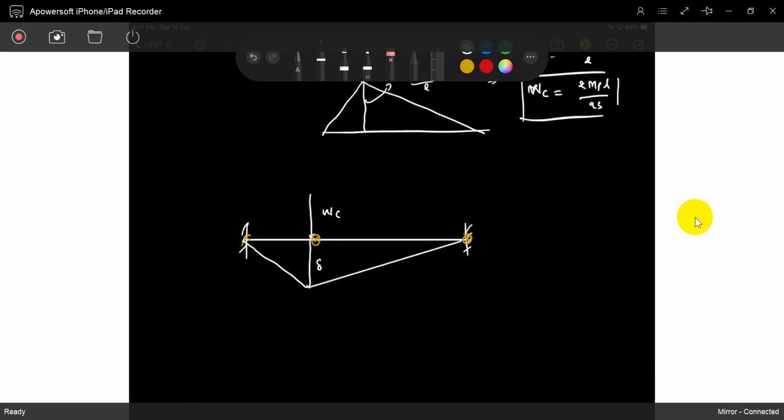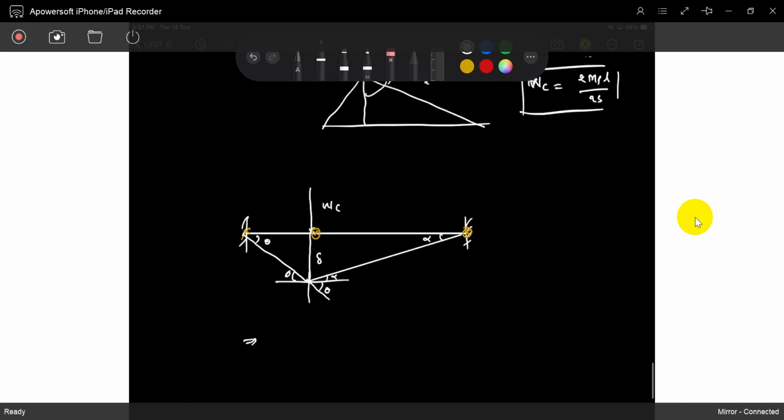This is delta. This is theta, we don't know. This is alpha, compulsorily both are different. Okay, so this is alpha, this is theta. So what is the external work done? External work done is W into C, if you call it as AB.